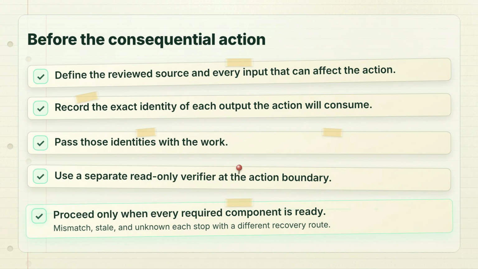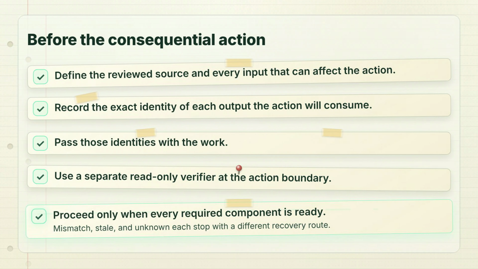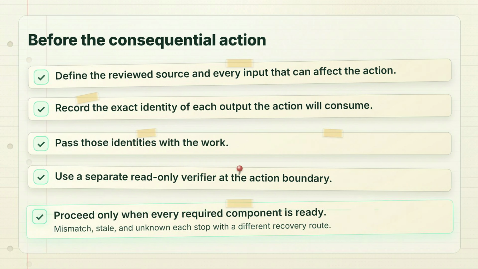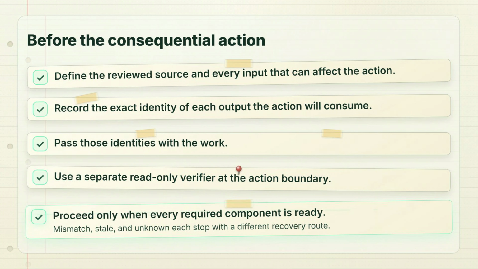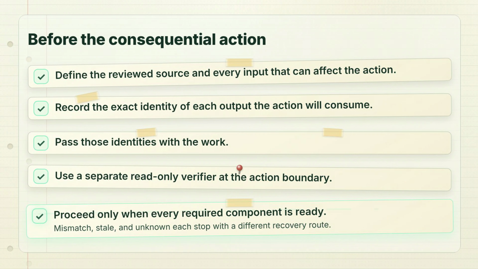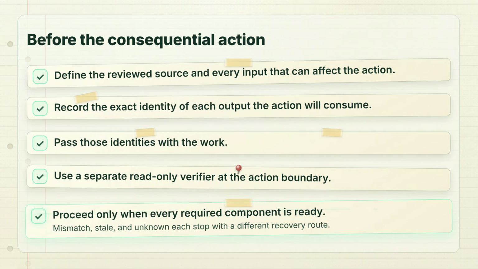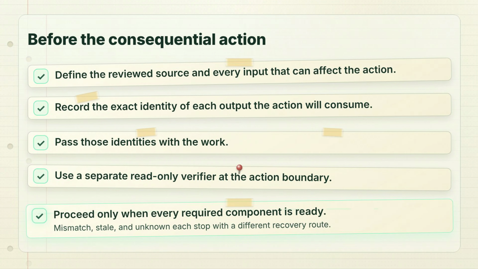A mismatch goes to investigation. Stale evidence goes back to rebuilding or review. Unknown evidence goes to collection or stabilization. Use separate gates for semantic correctness, policy, remote state, and human authority. Before a consequential action, prove that the state about to be used is still the state that was reviewed. Yesterday's approval cannot authorize today's artifact.